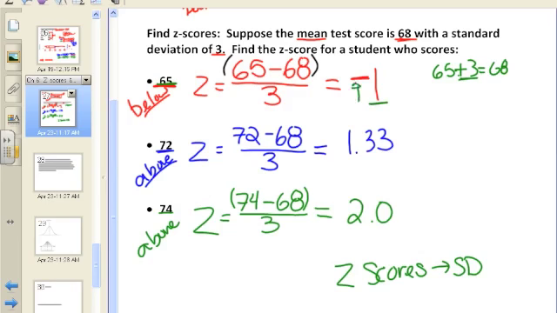In which direction? Well, below average. That's that negative sign. Let's talk about 74. Well, if I have 68 and I add a standard deviation, that takes me to 71. If I add another standard deviation of 3, that takes me to 74. So this student is 2 standard deviations above average. So I'm just finding a way to measure how many standard deviations above or below average. That's what a z-score is good for.